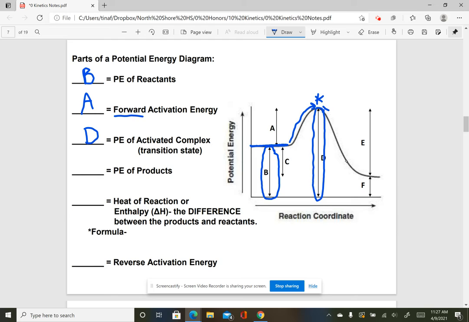Okay. Notice that now my graph is sloping down, because as we're forming products, as we're forming new bonds, energy is being released. And here are my products. Again, guys, even after the chemical reaction stops and all my products are made, the products themselves will always have a certain amount of potential energy stored inside of them. So which letter do you think represents how much energy the products have? That would be F.